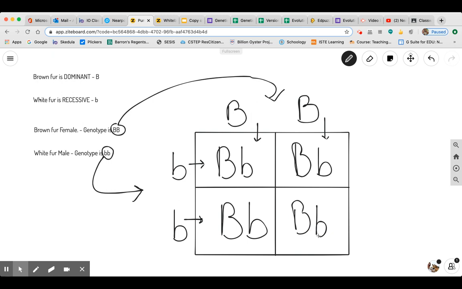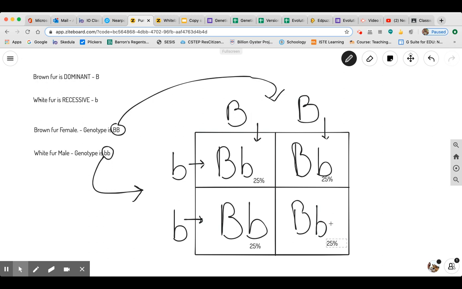All right, so remember, these four boxes are worth 100%, meaning that each box is worth 25%. So there's 25% here, and then there's 25% here, and then there's 25% here, and then there's 25% here. So 25 plus 25 plus 25 plus 25 makes 100%.